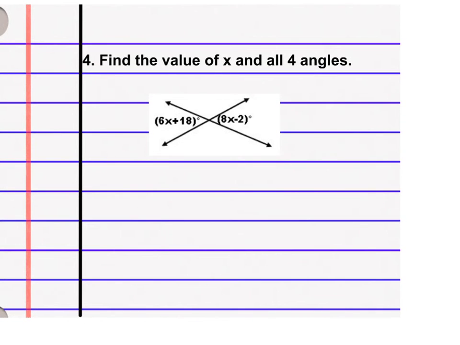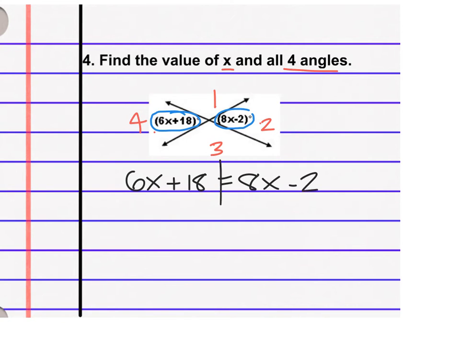Here, we're going to add in some algebra, make it a little bit more complicated. Find the value of x and all 4 angles. 1, 2, 3, 4. And we can even number them if we want to. So first of all, these 2 angles, 8x minus 2, angles 4 and angle 2, they are vertical angles. So they are congruent. They are equal in size, so I'm going to set my 2 expressions equal to each other. And I'm going to go ahead and solve.